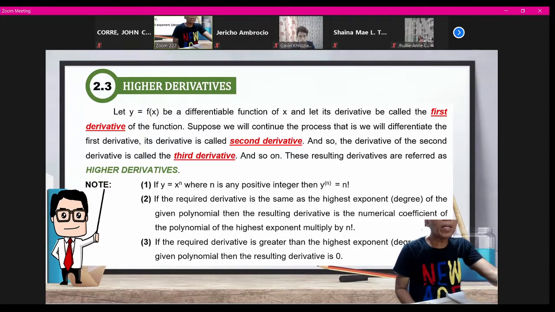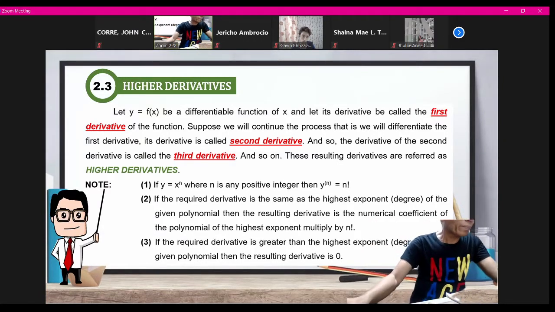And 1 factorial is equal to 1. Then 2 factorial is equal to 2 times 1 equals 2. 3 factorial is equal to 3 times 2 times 1, that is equal to 6. And then 4 factorial is equal to 4 times 3 times 2 times 1, or that is equal to 12 times 2, that is equal to 24, and so on.